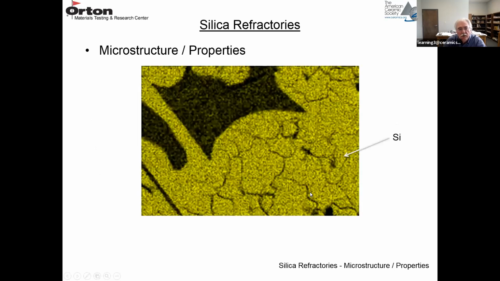So this is the same magnification, and we're doing an elemental map, and we're looking at silicon first. For this element mapping, you can use any color, but this was yellow. The brighter the color, the higher the concentration. So you can see where the silica grains are, it's very bright yellow. And then in this matrix phase here, the silicate glass phase, it's not as bright, it's a much lower concentration.